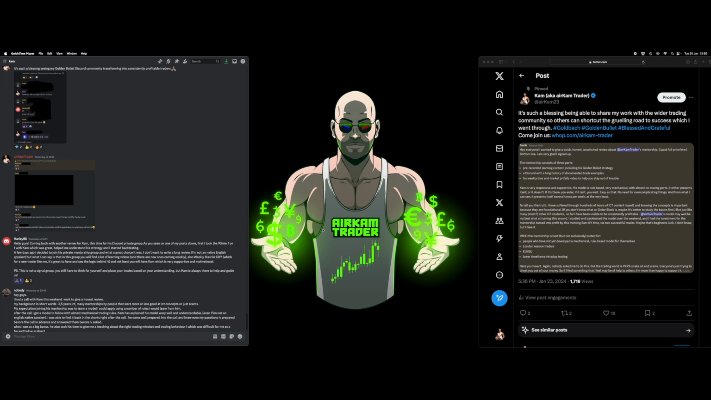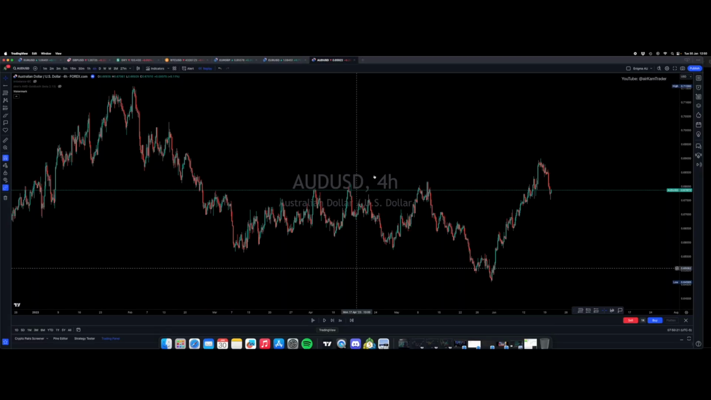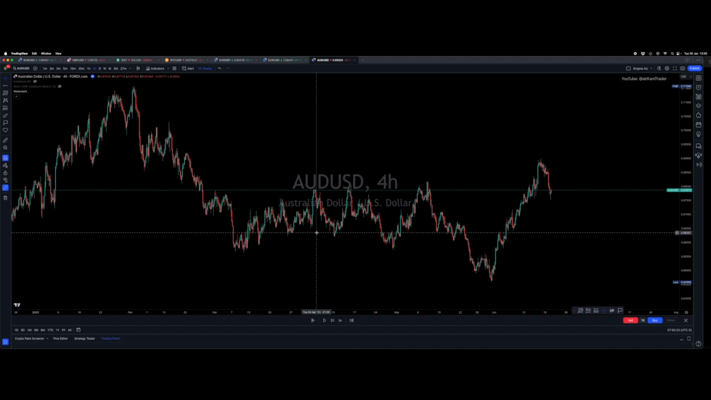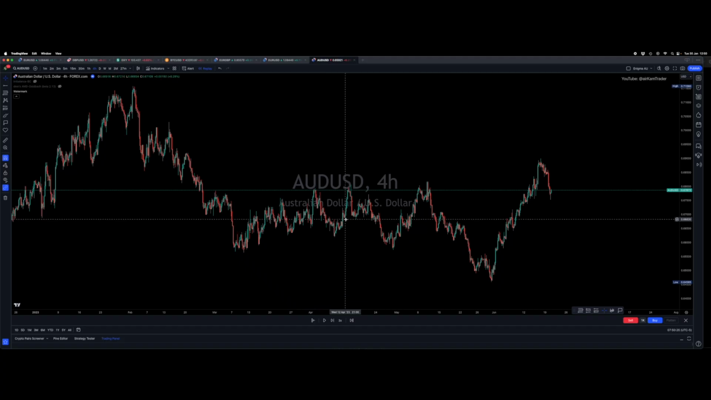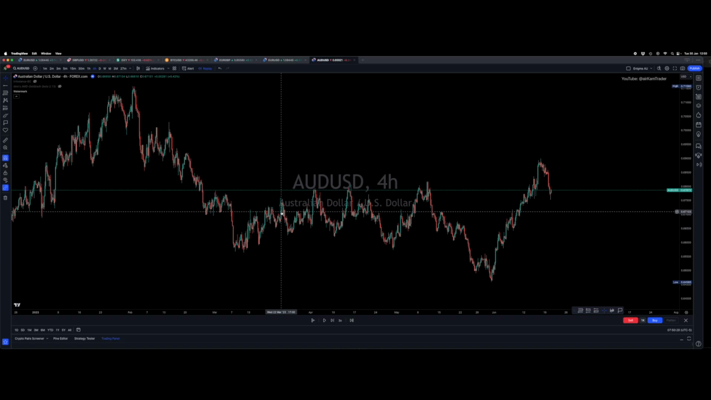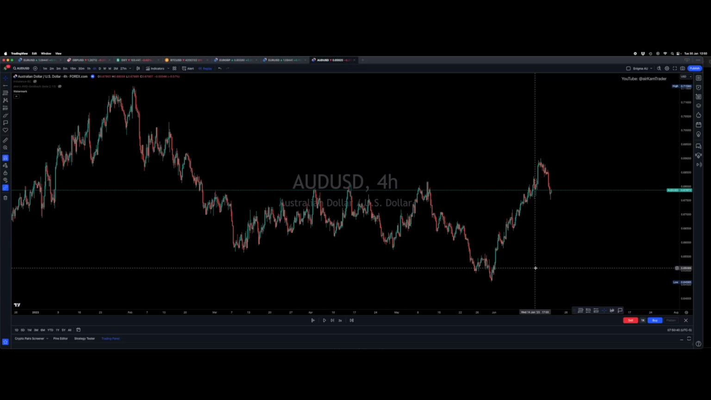Now, this is the Australian dollar chart, AU, on the 4 hour. I thought I'd use something a little bit different than EU, GU, NASDAQ, gold, Bitcoin. What else have I used? Tesla, Ethereum. I've covered quite a few assets, but I haven't done AU yet. So I thought I'd show you AU today.